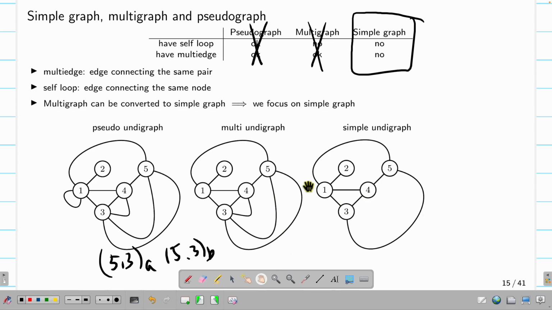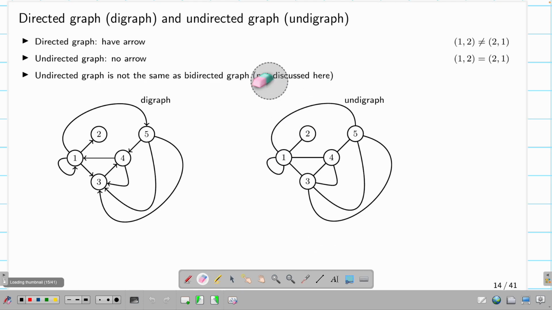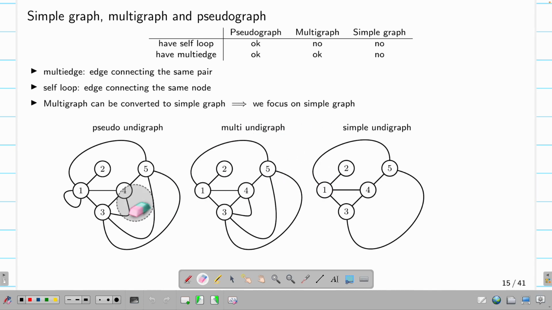So for example, in this picture, 4 can connect to 3 in 2 ways, and 5 can connect to 3 in 2 ways, but we will only count 1 way. This is the same as not counting (5, 3) in a set 2 times. Remember, in a set, if you have 2 elements that are the same, you count them as a single element. So in graph, we call it simple graph. That means we don't count repeated elements. So this is another classification. The first classification is whether you have arrow or no arrow. The second classification is whether you have loop and multi-edge, or no loop and no multi-edge.